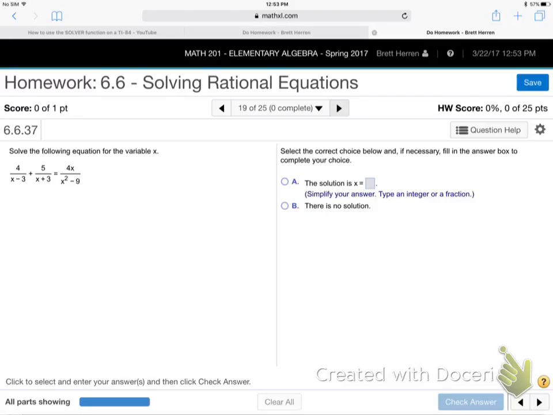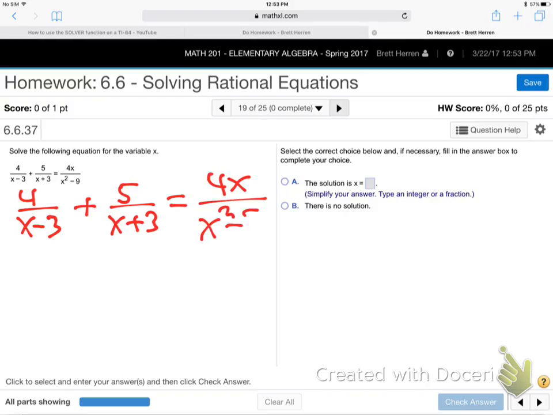Okay. Let's try this one. So 4 over x minus 3 plus 5 over x plus 3 equals 4x over x squared minus 9. First thing that needs to happen, what do you got to do with that x squared minus 9? You got to factor that, huh? Let's do that right now. How do you factor x squared minus 9? 3 and 3. Plus 3, minus 3, right? Let's just do that right away. Everybody good with that?